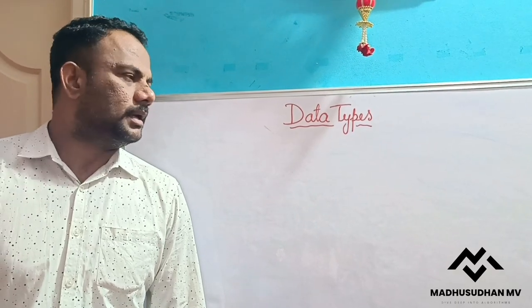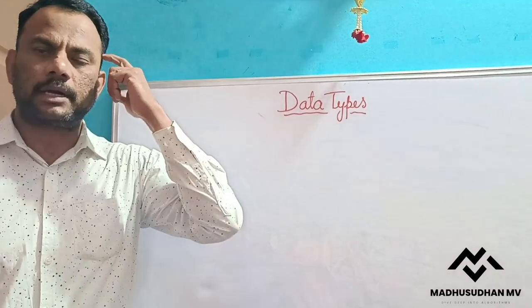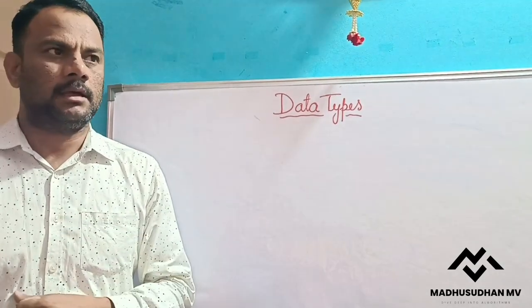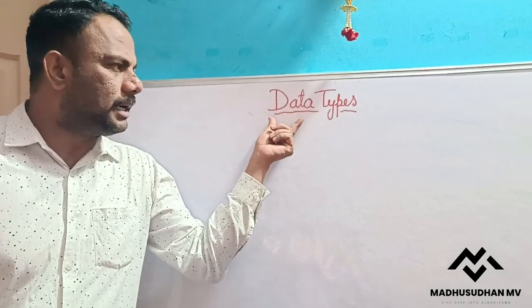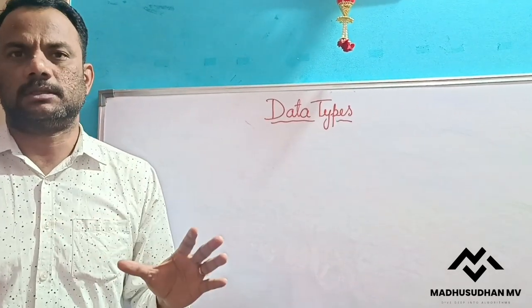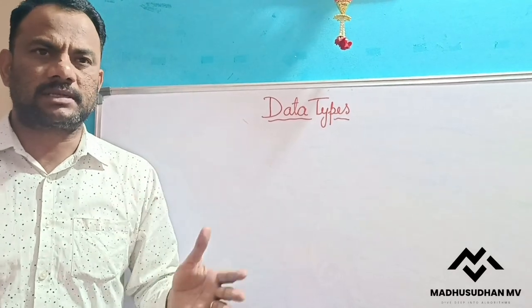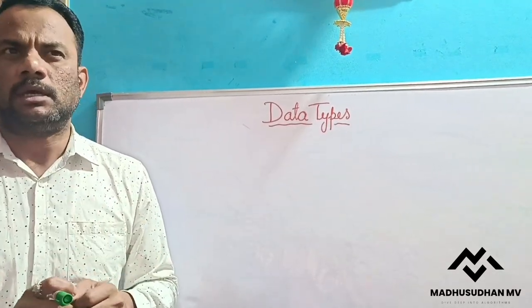Hi everyone. In this video, I'm going to explain about data types, an important topic in C programming. First, let us see what we mean by data. Data means raw facts or figures or some numbers. That means data may represent some raw facts, figures, or numbers.